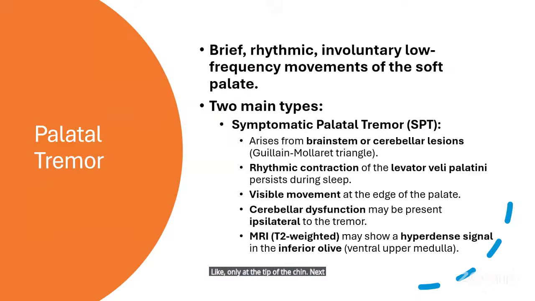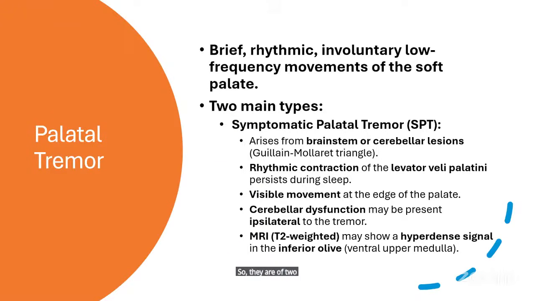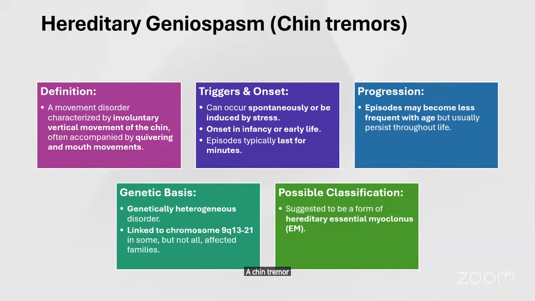Next. Now coming to palatal tremor, they are brief, rhythmic, involuntary, low frequency movements of the soft palate. They are of two types: symptomatic palatal tremor and essential palatal tremor. A chin tremor in an adult, what do you think of? Parkinson disease, sir. Yes, so basically chin tremors can be PD and hereditary geniospasm. Hereditary geniospasm is one subtype, one etiological cause.